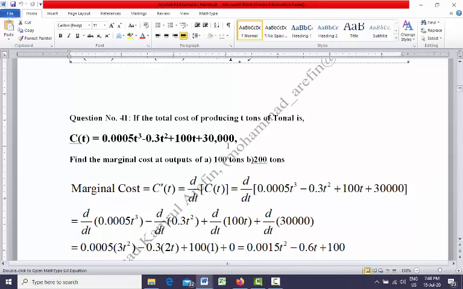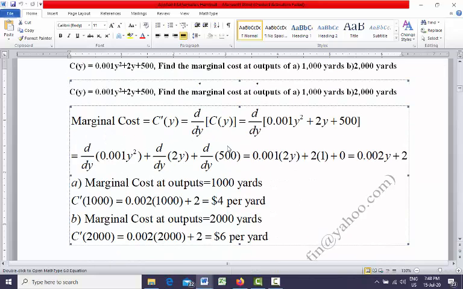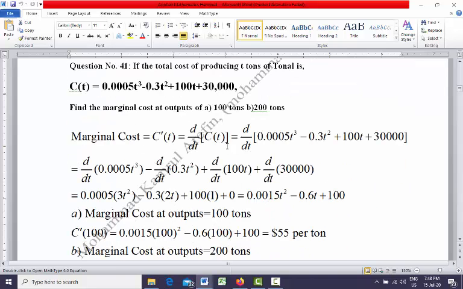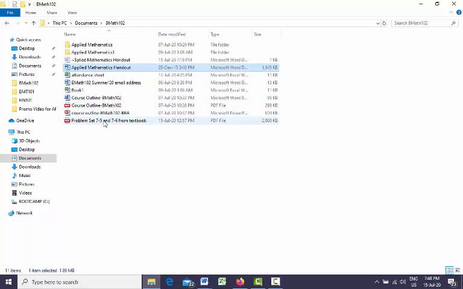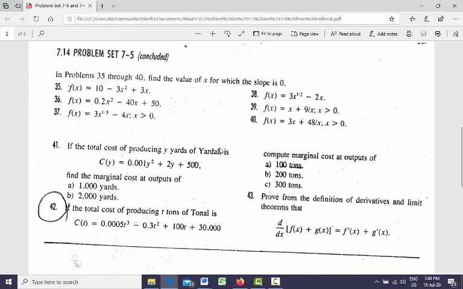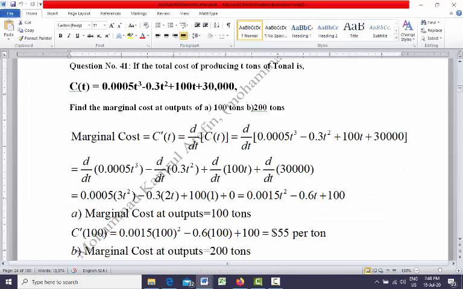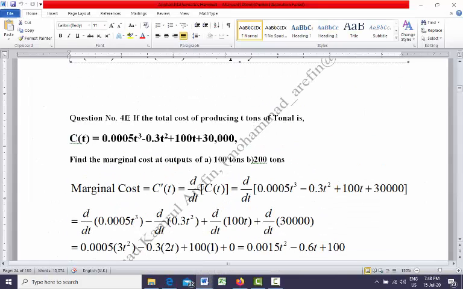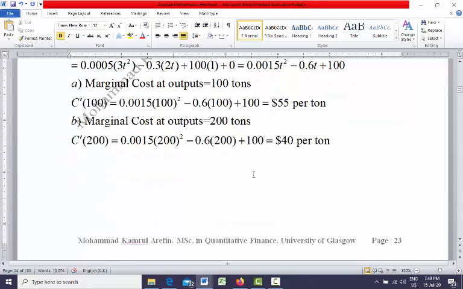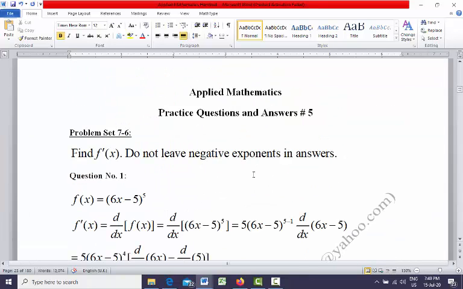So you solve question number 42 at home. This is question number 42. This is the same problem as before, a similar problem as before. So you solve it at your home.